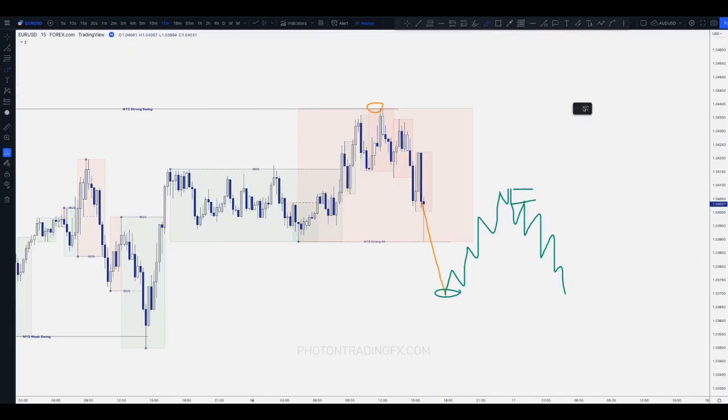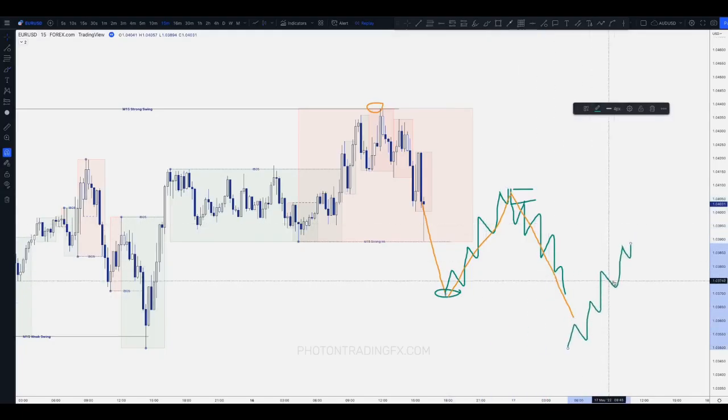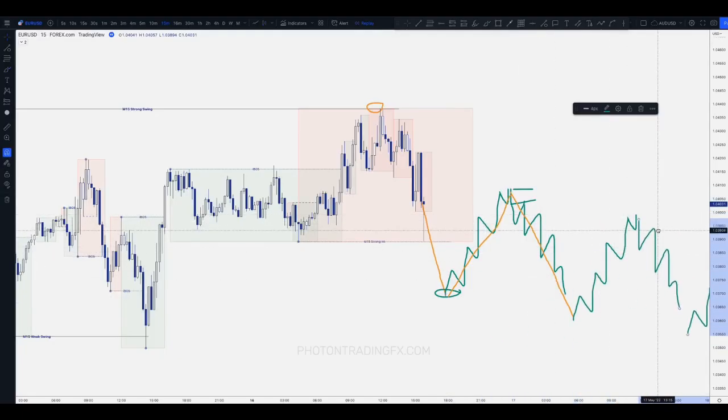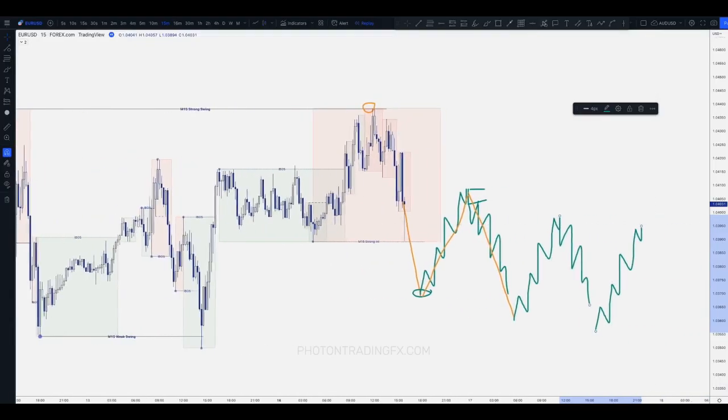Just gonna keep going over this. That would be that larger orange internal structure, right? So then we'd have a movement down, and then the exact same thing would repeat, right? Exact same thing all over again, excuse my French.